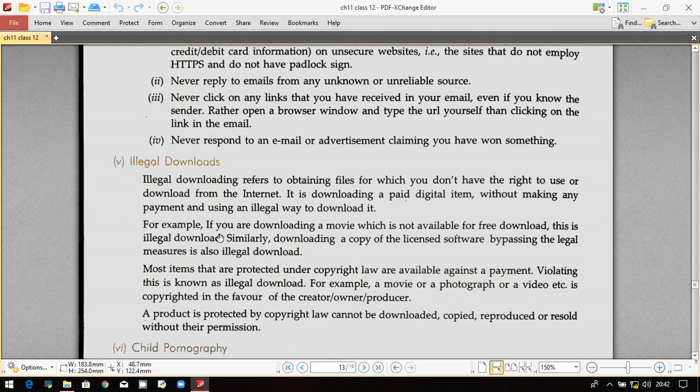For example, if you are downloading a movie which is not available for free download, this is an illegal download. Similarly, downloading a copy of licensed software by bypassing the legal measures is also an illegal download. If you are downloading any crack software and the like, you are violating the terms and conditions mentioned by the cyber society. So you are committing a cyber fraud, or cyber crime, here.